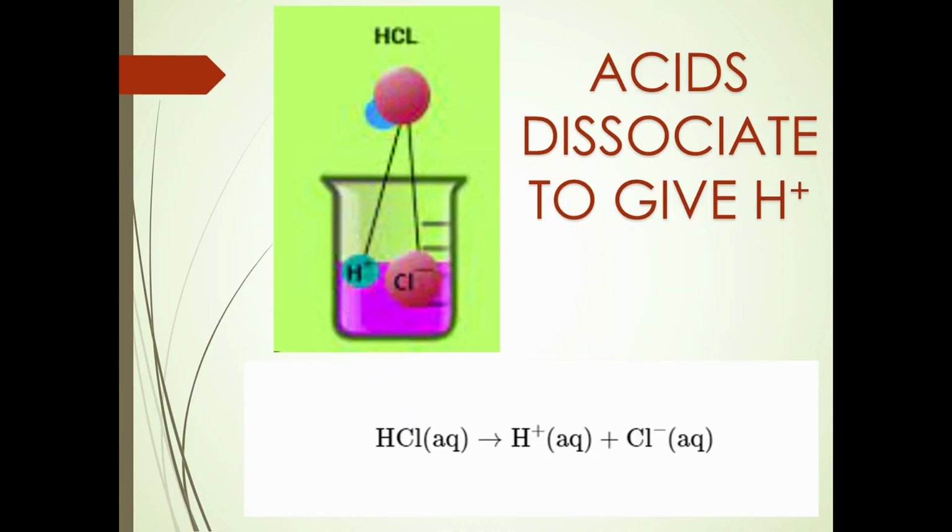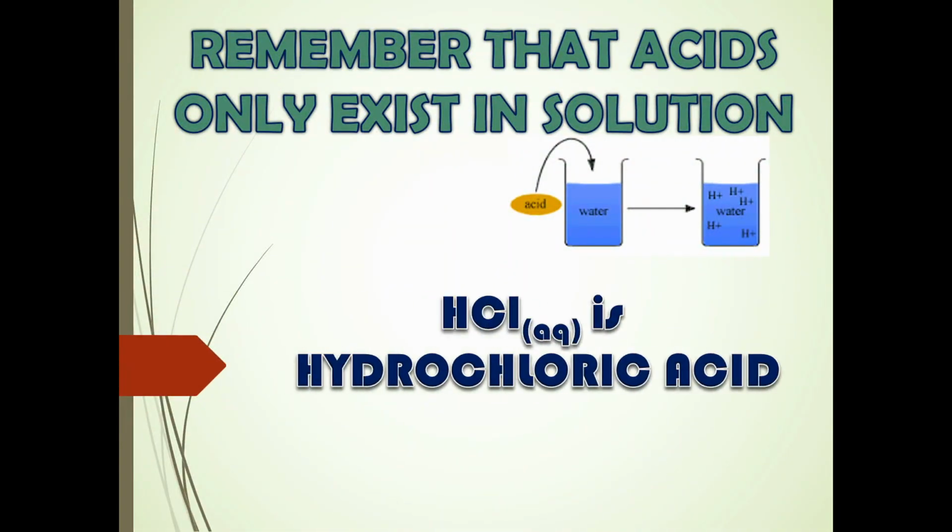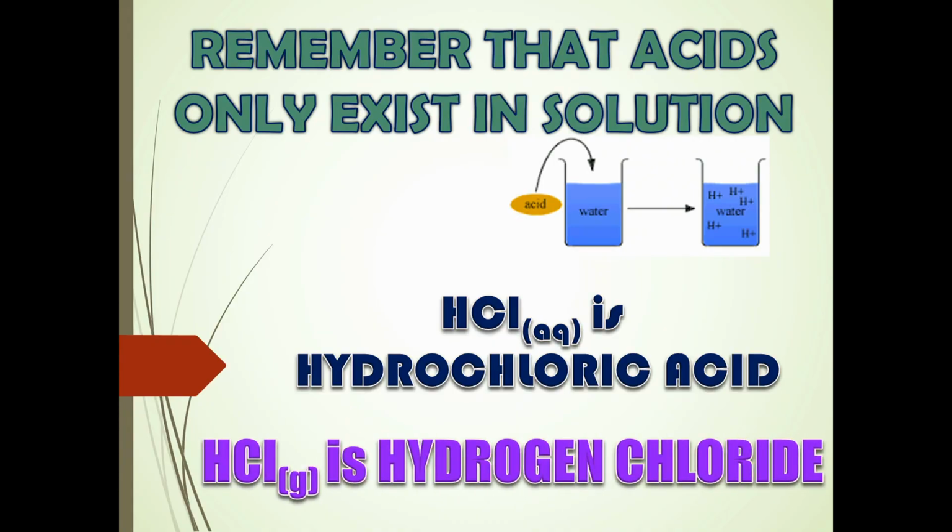So acids dissociate to give H+, always. That is our Bronsted-Lowry definition of an acid. So just remember, HCl aqueous is hydrochloric acid, but HCl gas is just plain old hydrogen chloride. I know I'm repeating myself, but it's important to understand this.